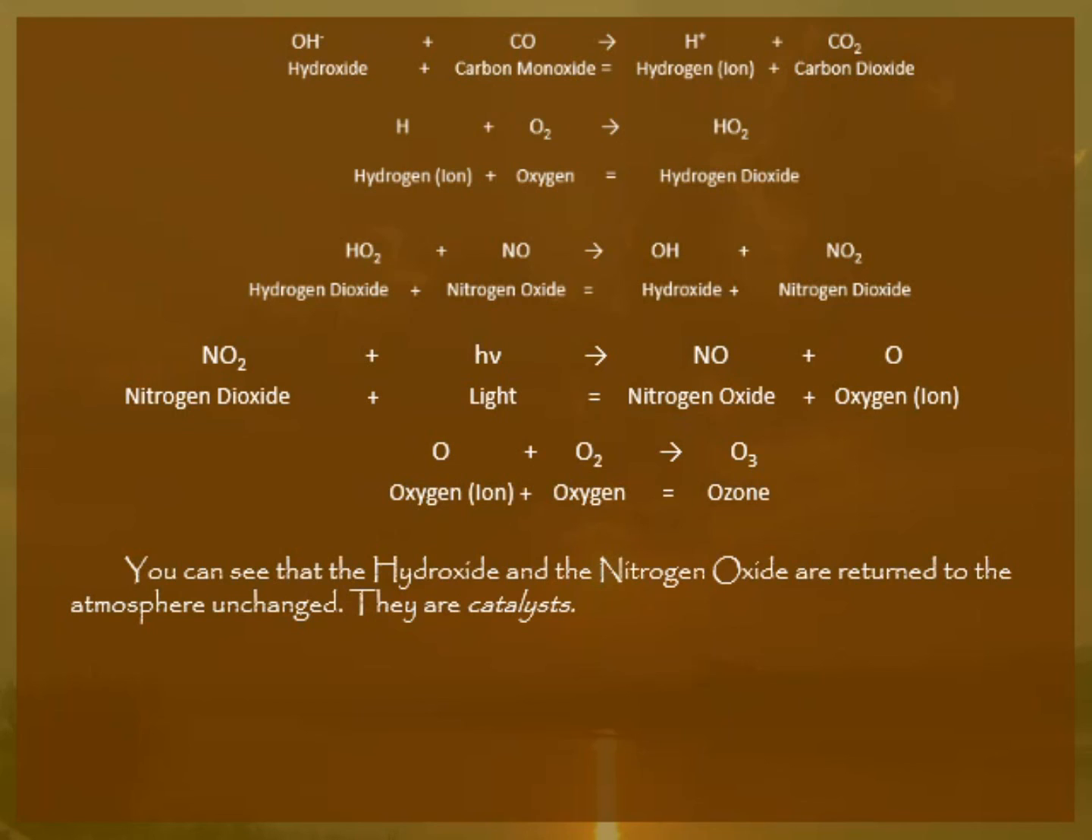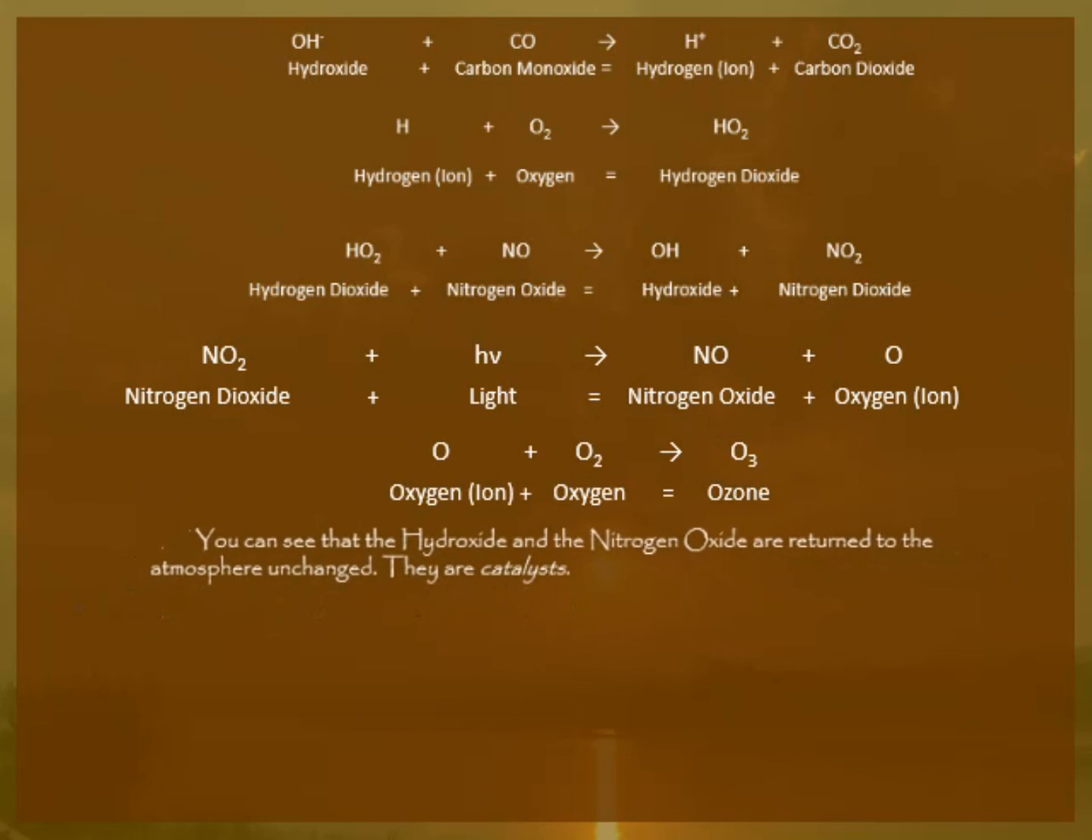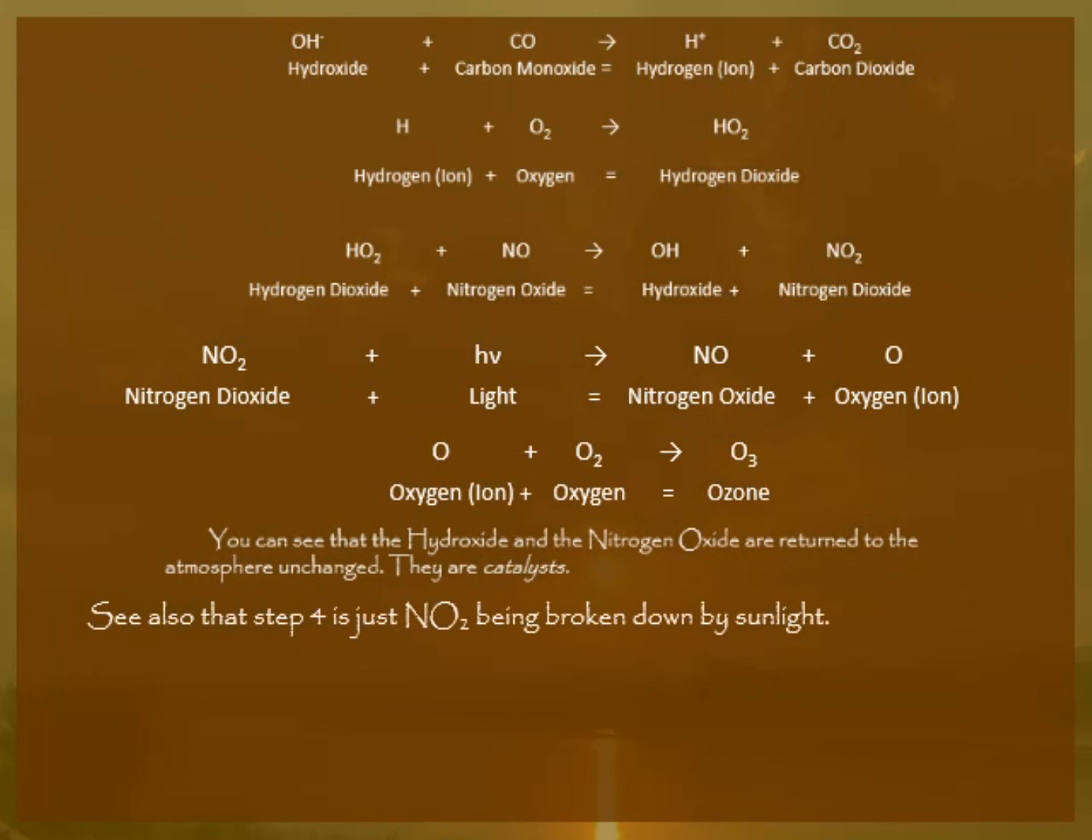They are catalysts, they help the reaction, but at the end of the reaction they are unchanged. You put hydroxide in, you get hydroxide out. You put nitrogen oxide in and you get nitrogen oxide out. You can also see that step 4 is just nitrogen dioxide being broken down under sunlight. There is no other chemical involved, it just breaks the bond under the energy.